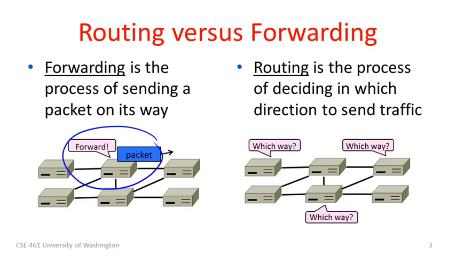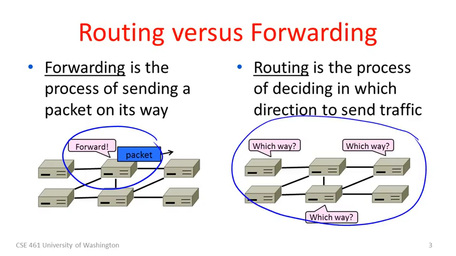Routing is the process of deciding which direction to send traffic when you get it. So that's an agreement process amongst all of the nodes to understand which way they should send traffic through the network. If I was to draw the equivalent circle, routing is a process that involves all of the nodes in the network. So they're quite different in character, and we're going to look at routing now.